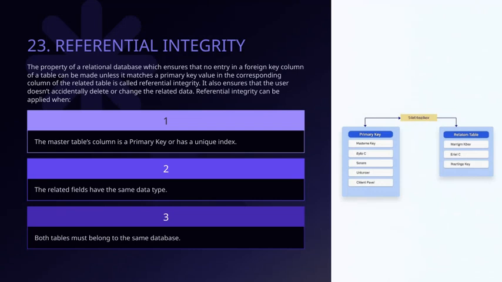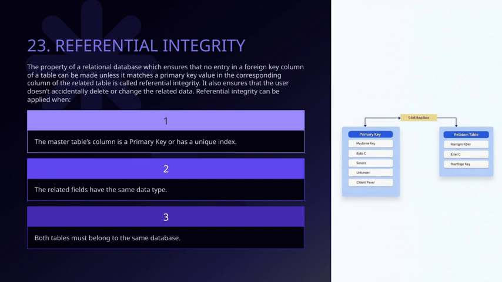Now, let's talk about referential integrity, which is a fundamental property of relational databases. Essentially, it ensures that any entry in a foreign key column must correspond to an existing primary key value in the related table. This means you can't insert a record with a foreign key that doesn't match a primary key somewhere else in the database. It also protects data consistency by preventing accidental deletions or modifications of related data that could lead to orphan records.